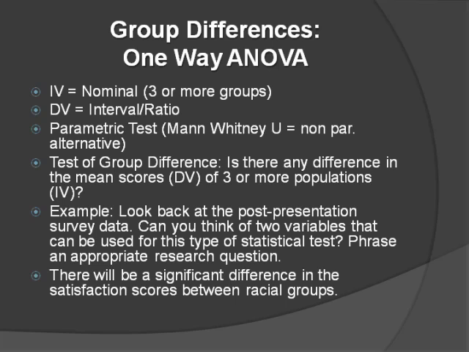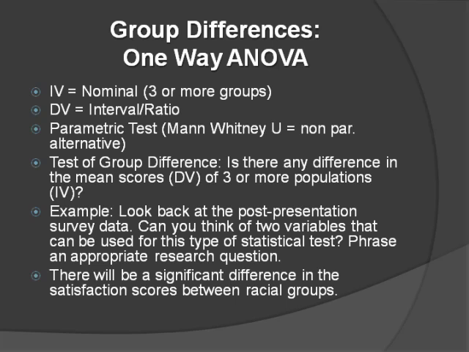All right, our final statistical test that we're going to be talking about today is the one-way ANOVA. The one-way ANOVA uses an independent variable that is nominal, but instead of just two groups, we're talking about three or more groups. The dependent variable, like the independent t-test, is interval or ratio. This is also a parametric test, but there's a non-parametric alternative, which is the Mann-Whitney U.